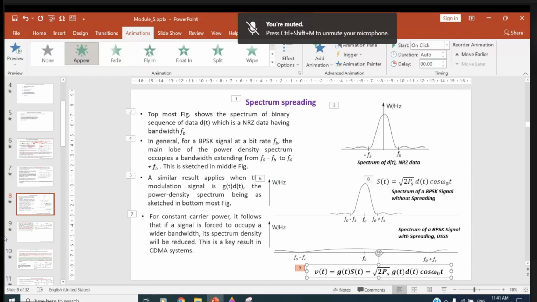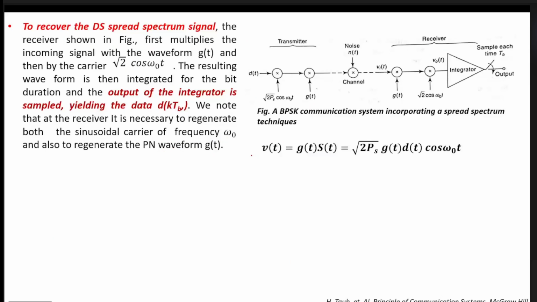generate this signal only. So to generate this signal, first we generate √2Ps d(t) cos ω0t, and then we multiply it by g(t). So this is d(t), then √2Ps cos ω0t, this signal gets multiplied. So this is nothing but the BPSK signal. Now, if this BPSK signal is multiplied by the PN sequence g(t), then at the output we simply get the direct sequence spread spectrum signal. Now, this signal is transmitted in the channel.